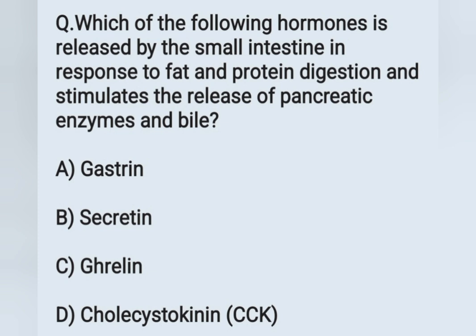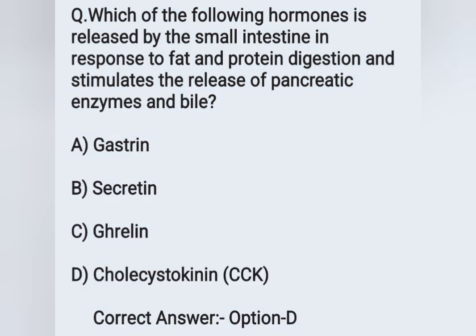And the next question is, which of the following hormones is released by the small intestine in response to fat and protein digestion and stimulates the release of pancreatic enzymes and bile? Options: option A gastrin, option B secretin, option C ghrelin, and option D cholecystokinin. The hormone released by the small intestine in response to fat and protein digestion, which also stimulates the release of pancreatic enzymes and bile, is cholecystokinin. Option D is the correct answer.